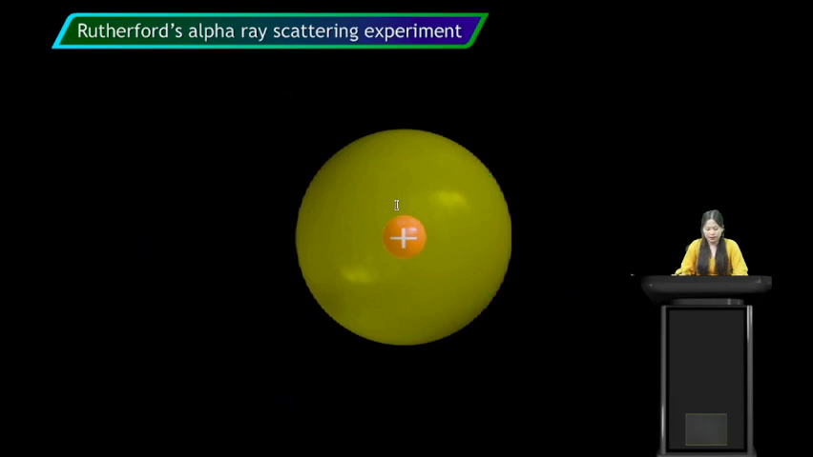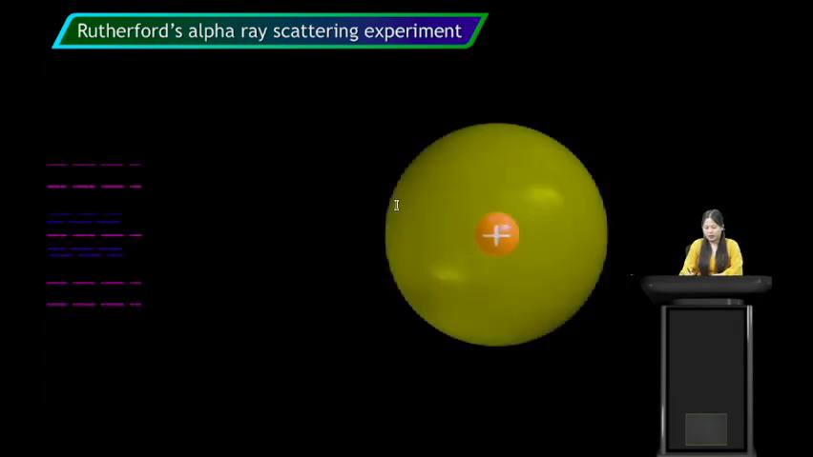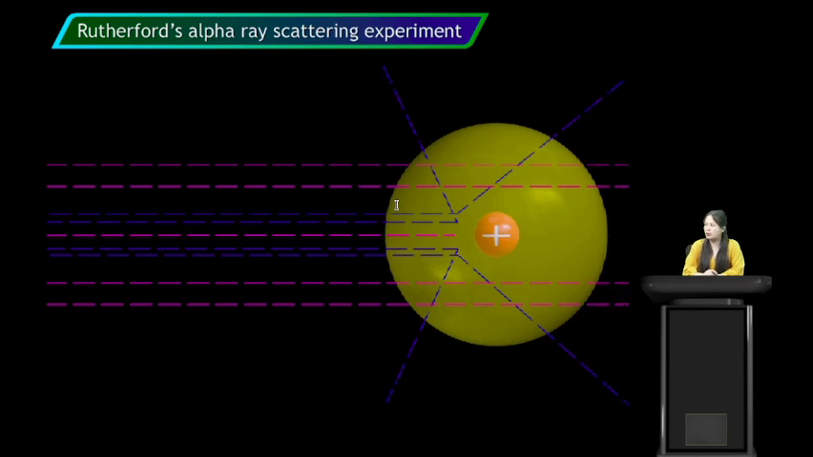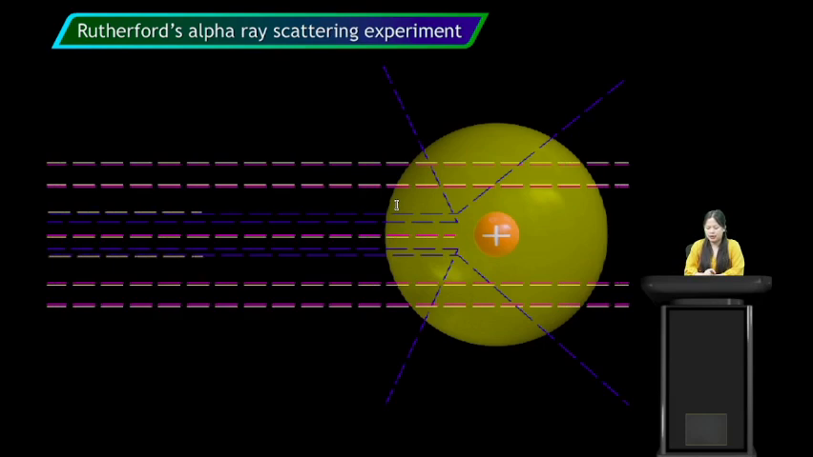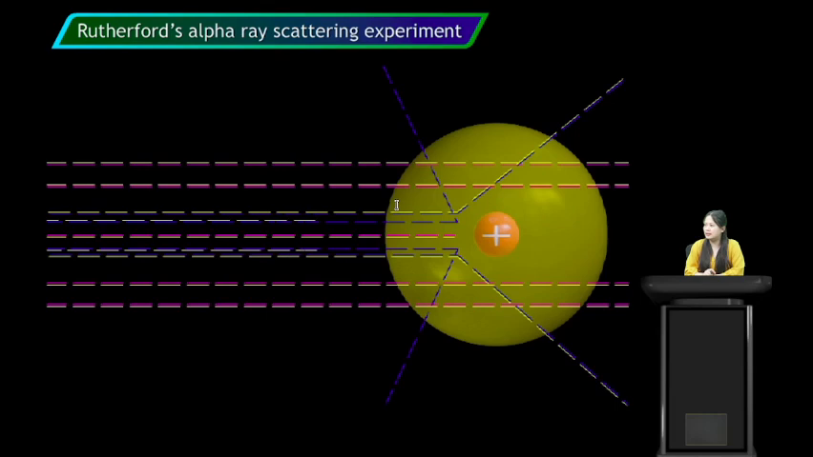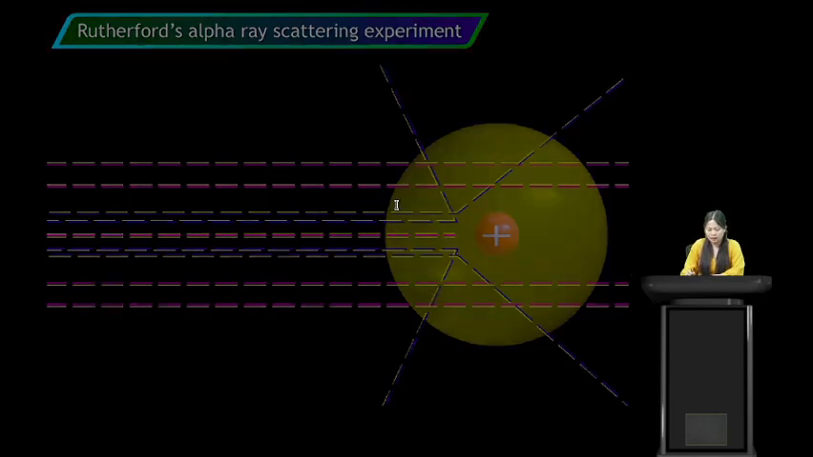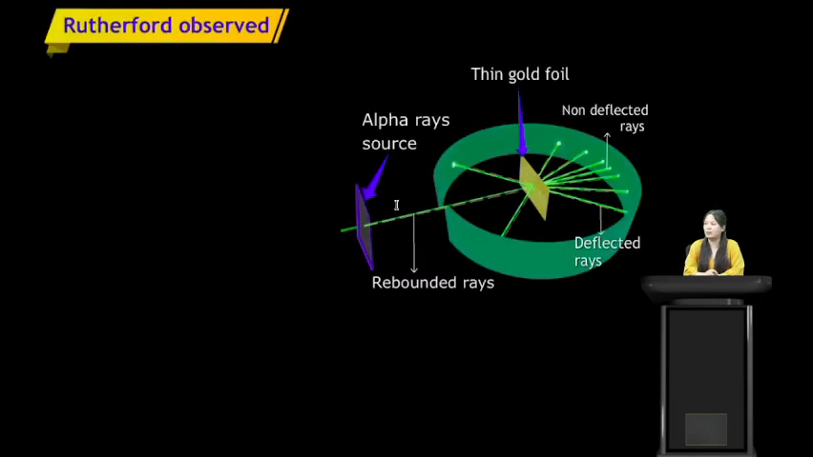So let us see here. When alpha rays fall on it, we see that some of the rays travel in a straight line. Some of the rays were deflected. And some of the alpha rays rebounded. So this was what was observed in Rutherford's experiment. When alpha rays from the alpha source were made to fall on this gold foil, some of the rays deflected, some rebounded, and some traveled in a straight line.